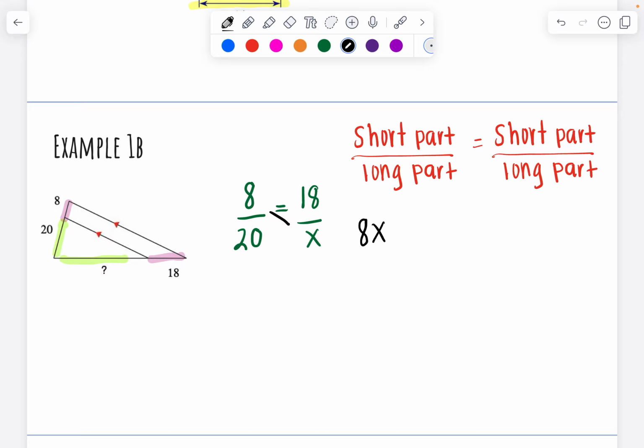So 8 times x is 8x. 18 times 20 is 360. And then solving this, if I divide both sides by 8, I'll get that x is 45.